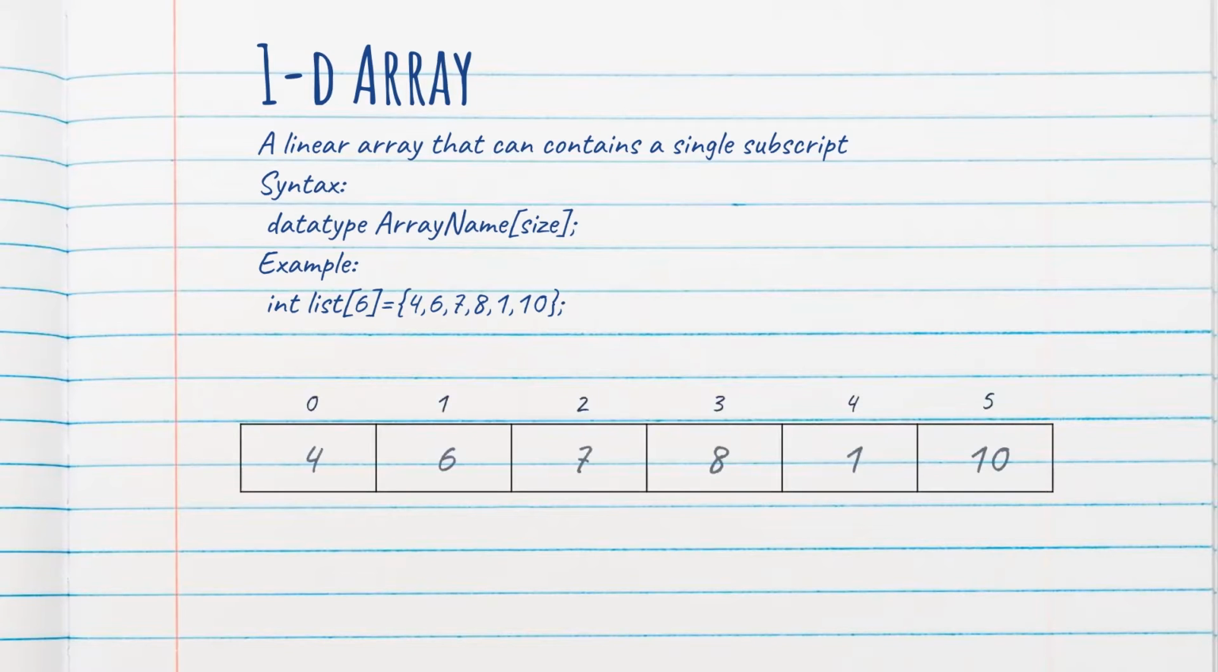Now when we create this array, it will be created something like this. The first element is 4 and the subscript value of that element is 0. Similarly, the second element is 6, then 7, then 8, then 1, and then 10. And similarly, their subscripts are 1, 2, 3, 4, 5, respectively. So the subscript always starts from 0 and it will always end at size minus 1. In this case, the size of the array is 6, so the last subscript is 6 minus 1, which is equal to 5.